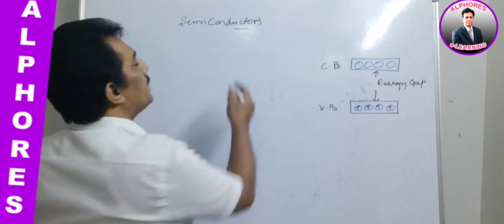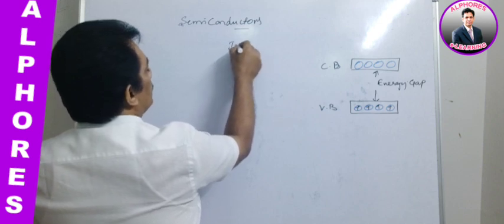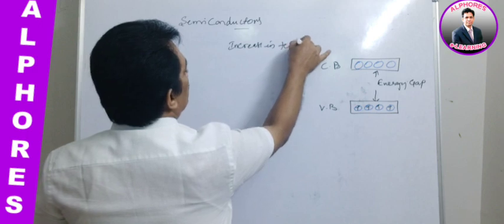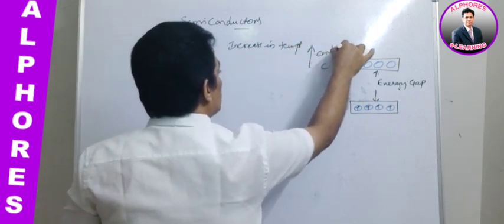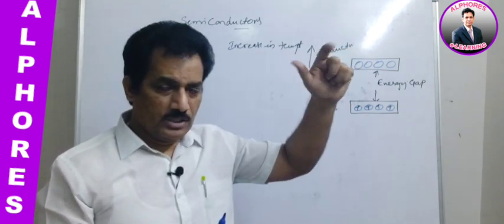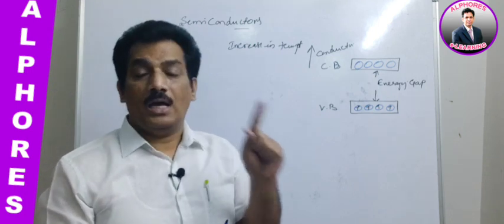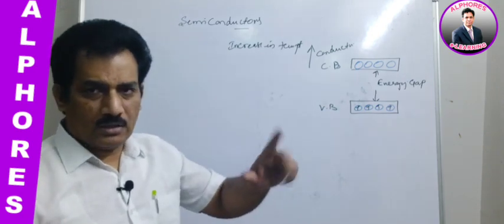So in the case of semiconductors, an increase in temperature increases the conductivity, whereas in the case of metals, an increase in temperature slightly decreases the conductivity. The reason is that higher vibrations of the atoms resist the free flow of electrons there.